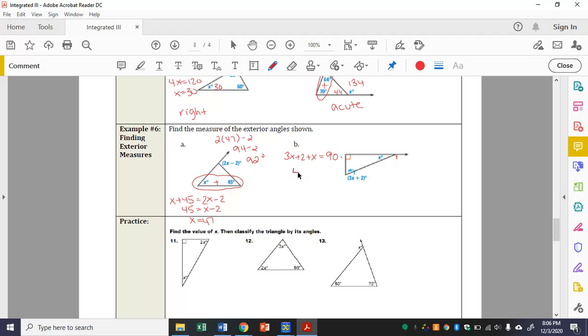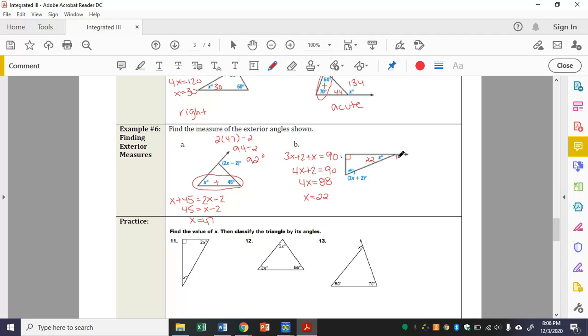We can add this. We say 4x plus 2 equals 90. Subtract your 2, you'll get 4x equals 88. And when you divide, you should get x is equal to 22. Okay. Again, we weren't able to go through this process because there was no variable here.